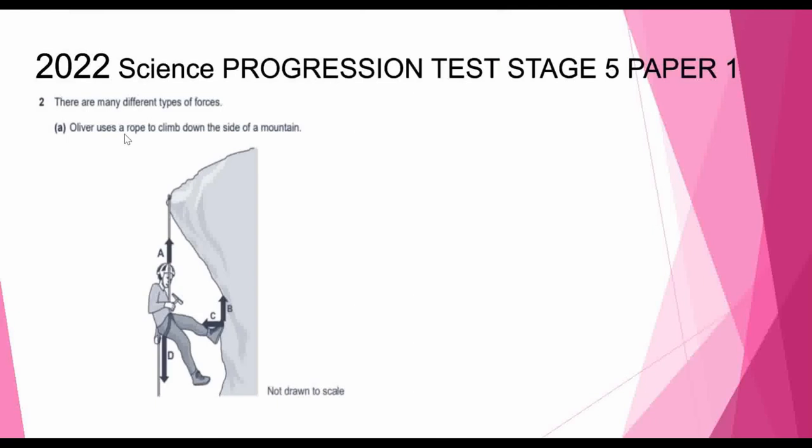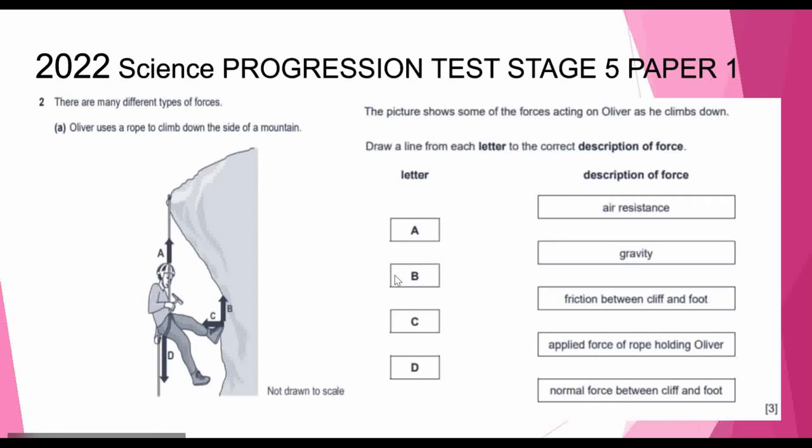There are many different types of forces. Question 2a. Oliver uses a rope to climb down the side of a mountain. The picture shows some of the forces acting on Oliver as he climbs down. Draw a line from each letter to the correct description of the force. 10 seconds. 10, 9, 8, 7, 6, 5, 4, 3, 2, 1, 0.